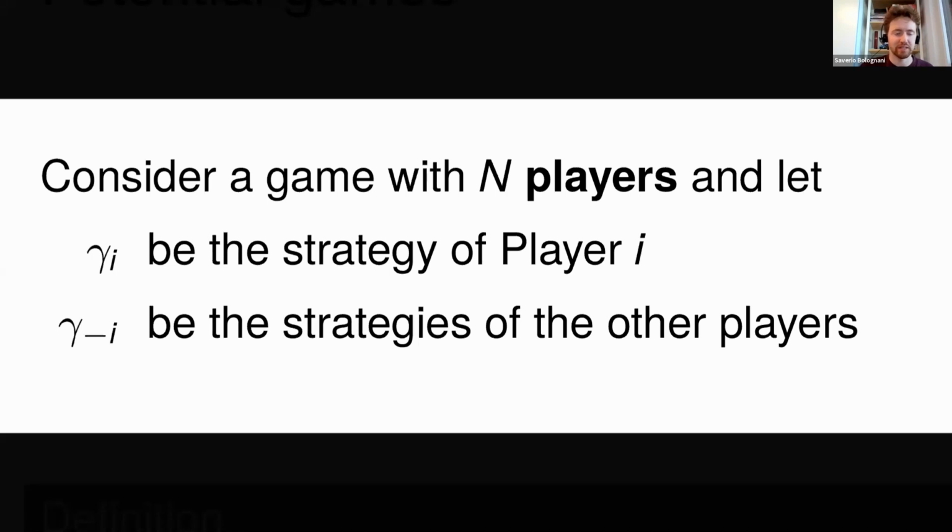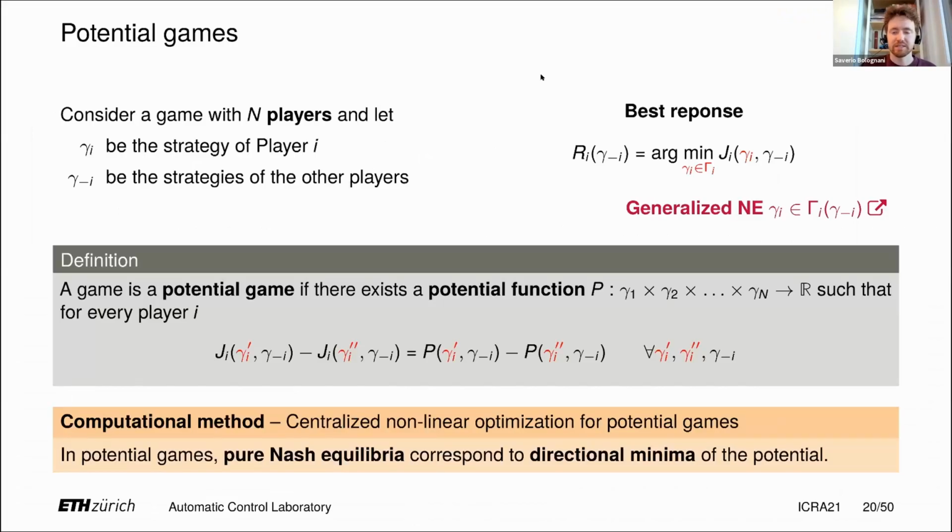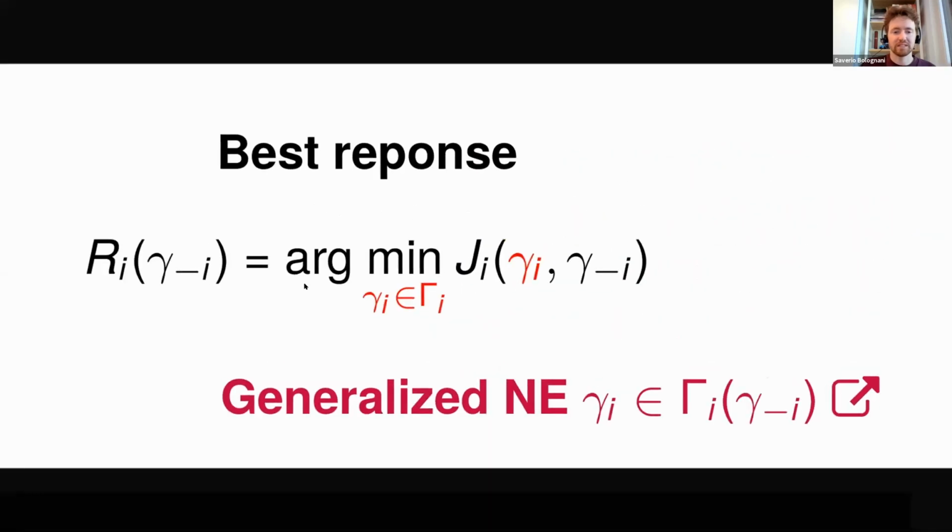I mean, there's only so many subscripts and superscripts we can put. And a very common notation in game theory is that gamma minus i is the vector of strategies of all the other players, okay? So the best response is defined exactly as it was defined before, it is the argmin for player i, in this case, given what all the others are doing, gamma minus i.